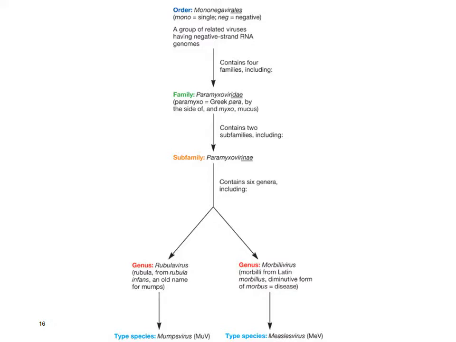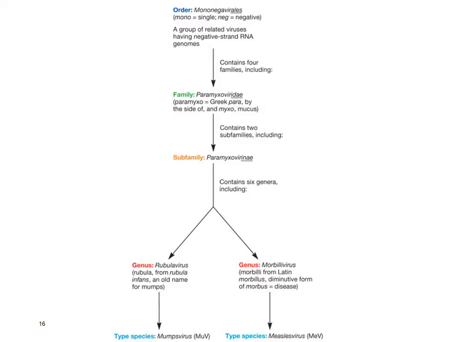Virus order names always end in virales. So if we look at the example here at the top of the screen, order Mononegavirales, meaning single and negative. And this refers to a group of related viruses containing negative strand, single-stranded RNA genomes. This order contains 4 families, including the one shown here, family Paramyxoviridae. So virus family names always end in viridae.